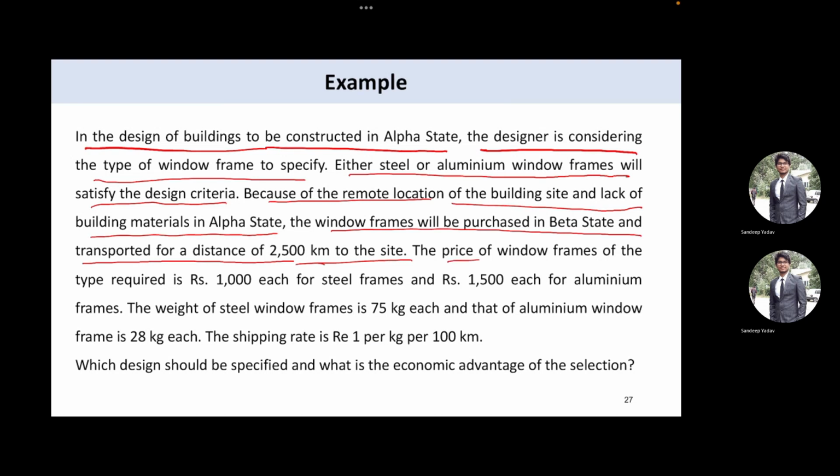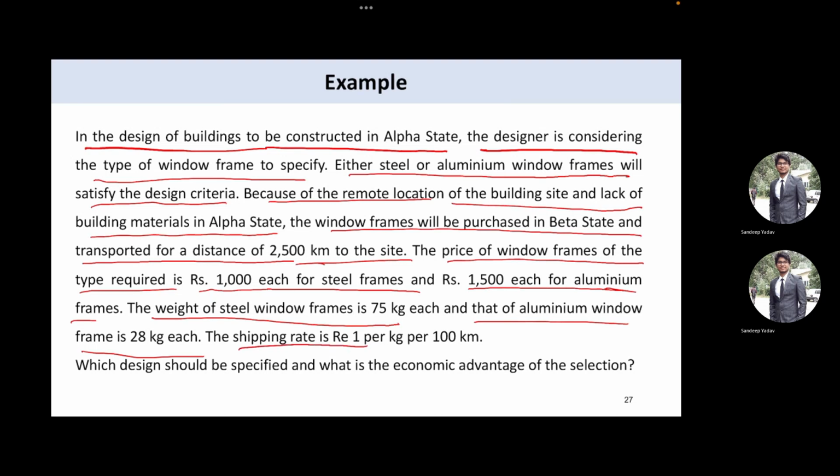km to the site. The price of window frames of the type required is 1000 each for the steel frame and 1500 each for aluminum frames. The weight of the steel window is 75 kg and the aluminum is 28 kg. The shipping rate is 1 rupee per kg per 100 kilometers. Now we have to decide which design should be specified and what the economic advantage of that selection is. So let's solve this.